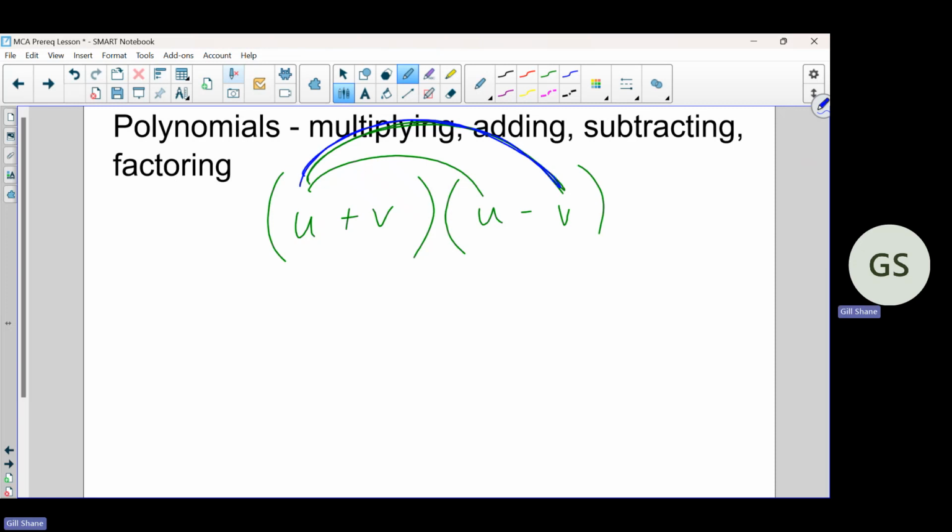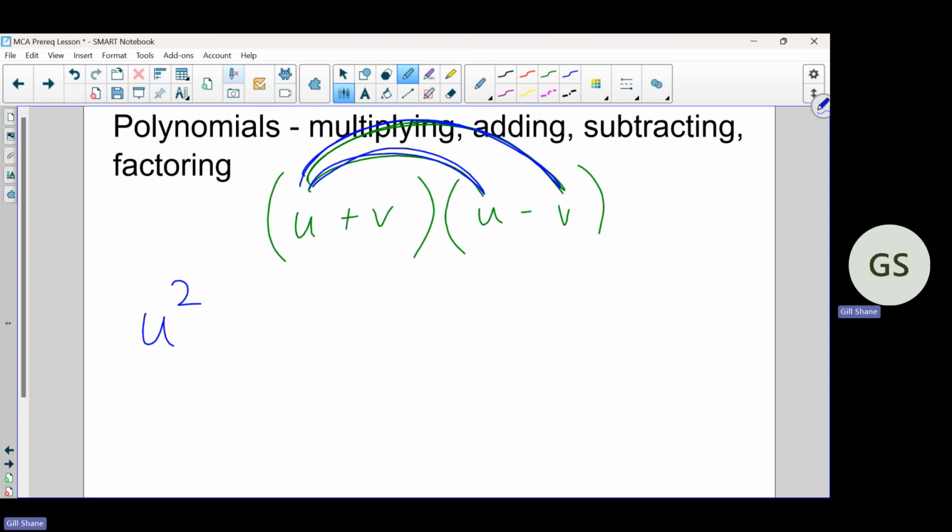So U times U is what? Everybody knew that one. And now what do I write for the U times the V? There we go. So here's the way I like to think of it. As long as you get it right, I don't care.